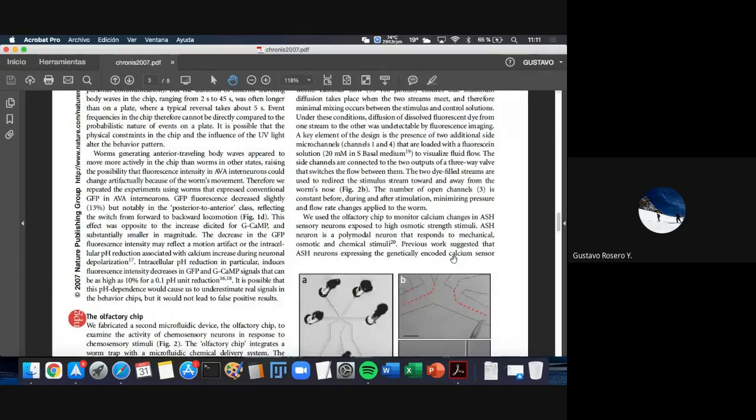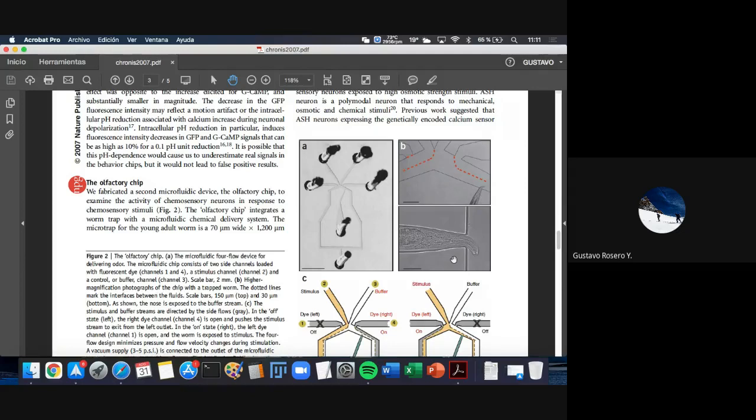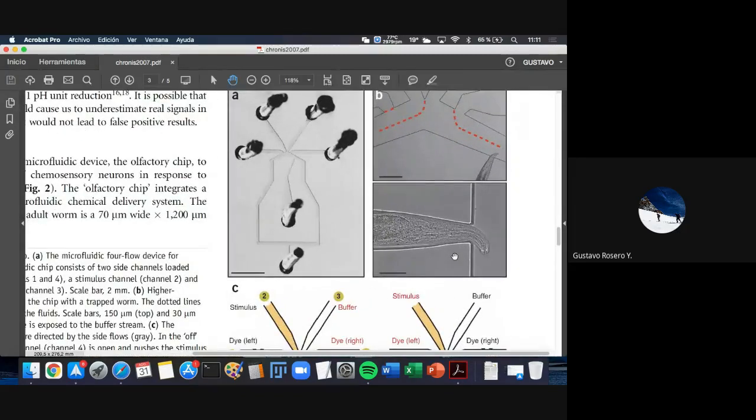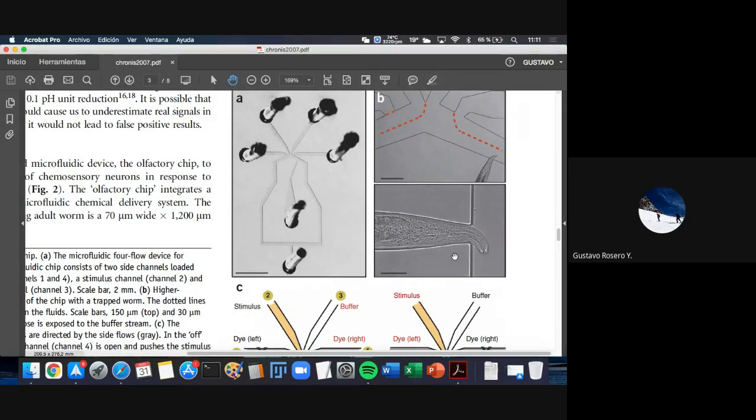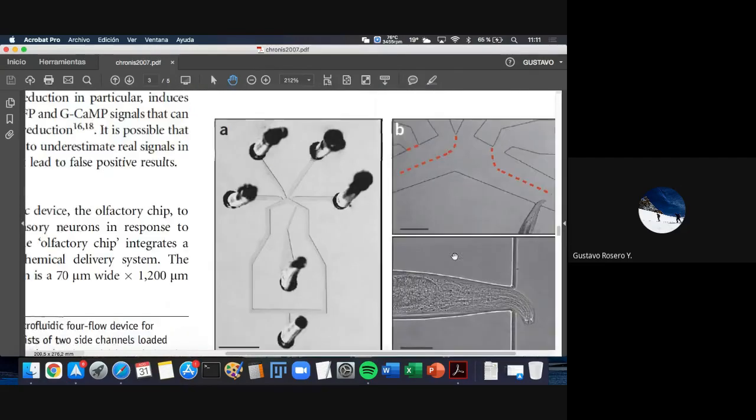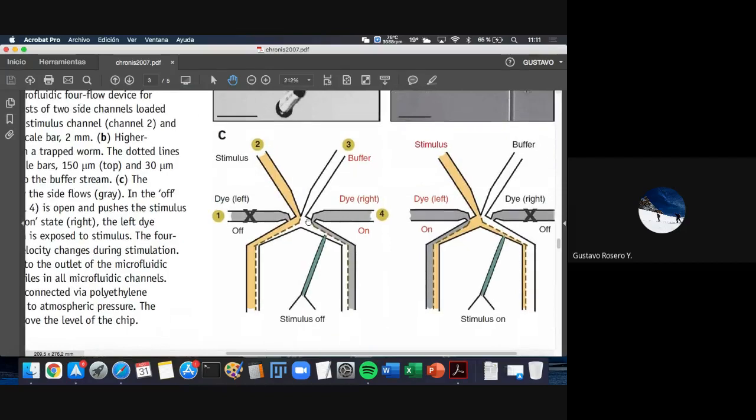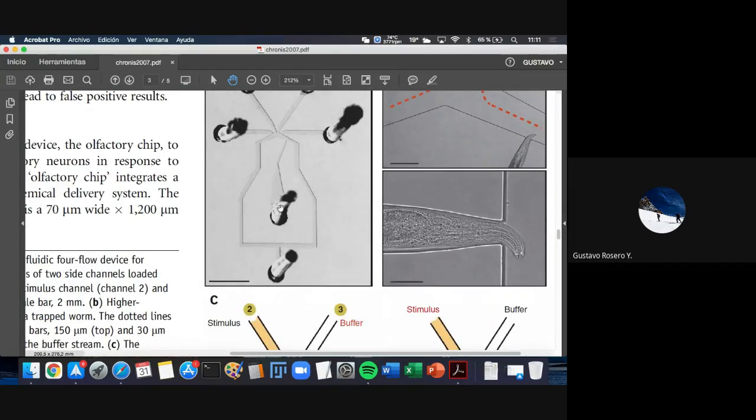Okay, the next chip that they use is to evaluate another kind of neurons that are related with the olfactory sense of the C. elegans. This is the design of the microfluidic device, like this. In this part they put the C. elegans, and the idea is the C. elegans feels attracted, and only, like you see in the picture, a tiny portion of the C. elegans is attracted in the microfluidic device.